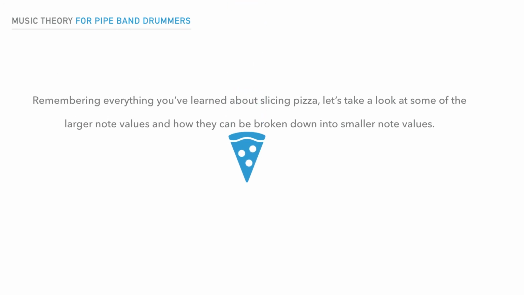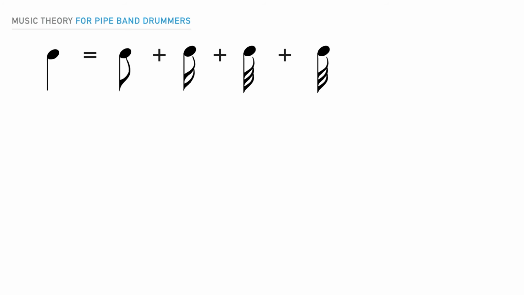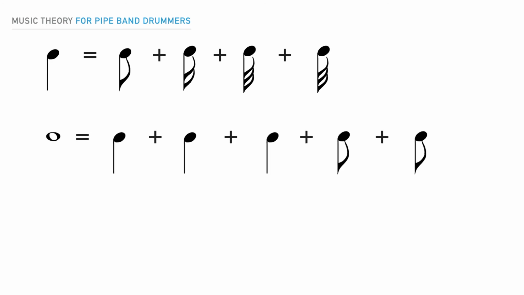Remembering everything you've learned so far about slicing pizza, let's take a look at some of the larger note values and how they can be broken down into smaller note values. If you take an eighth note, a 16th note, a 32nd note, and another 32nd note, that equals the total value of 1 quarter note.